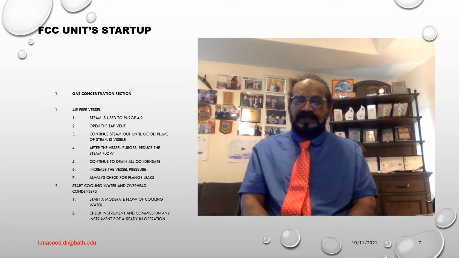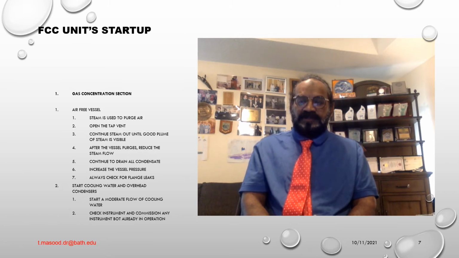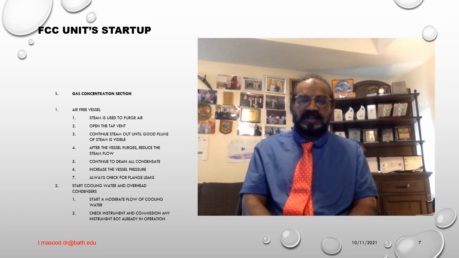Number 5, after the vessels have been adequately purged, reduce the steam flow and begin the addition of fuel gas or an inert gas such as nitrogen. Close the vent and slowly stop steam injection. Maintain a positive pressure in the vessels at all times to prevent drawing a vacuum as steam condenses. Number 6, continue to drain all condensate from the vessels. Increase the vessel's pressure to nearly operating pressure. If feasible, always check for flange leaks, etc.